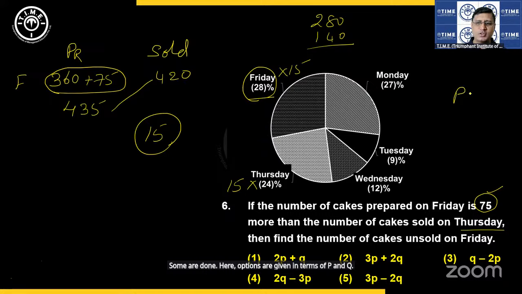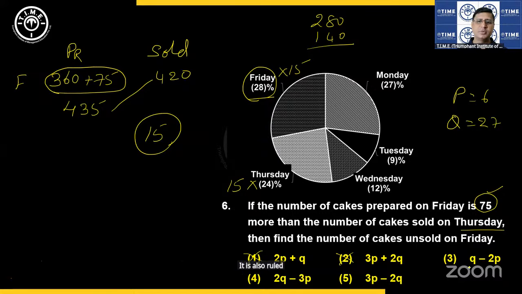P is equal to 6. Q is equal to how much? 27. Now 2P plus Q means here Q itself is 27. 27 plus something means more than 15. So the first one is ruled out. The same logic: 2Q, where Q is 27, double of 27 is more than 15. It is also ruled out.